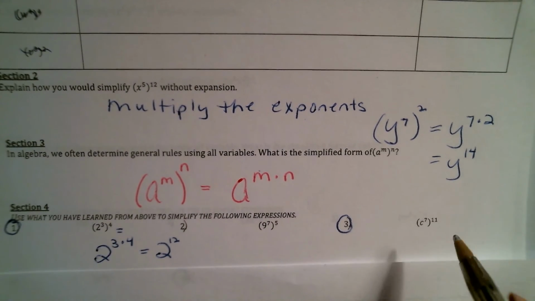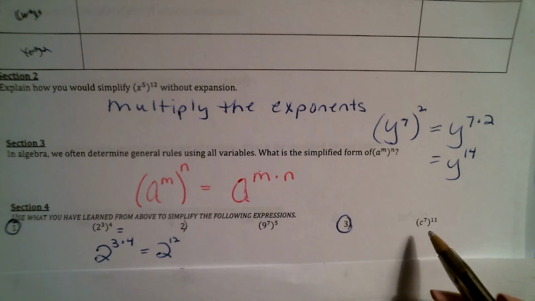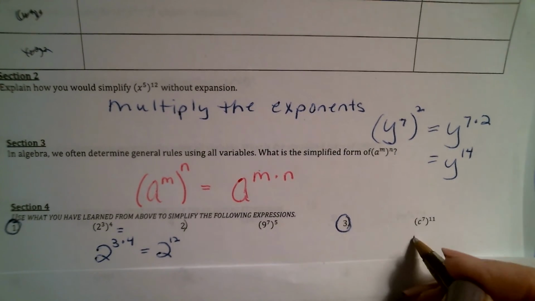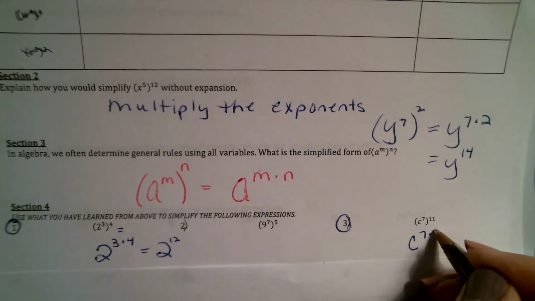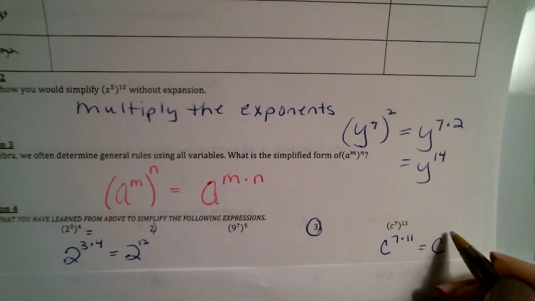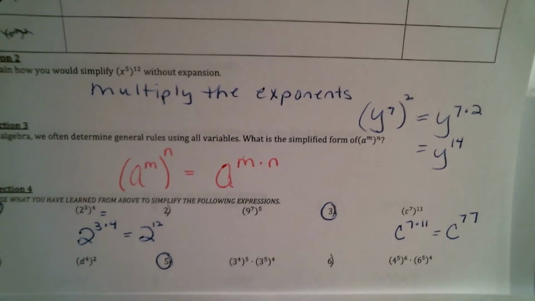How about over here? C to the 7 raised to the higher power of 11. C to the 7 multiplied by itself 11 times. C to the 7 times 11. C to the 77. Power of a power, we multiply the exponents.